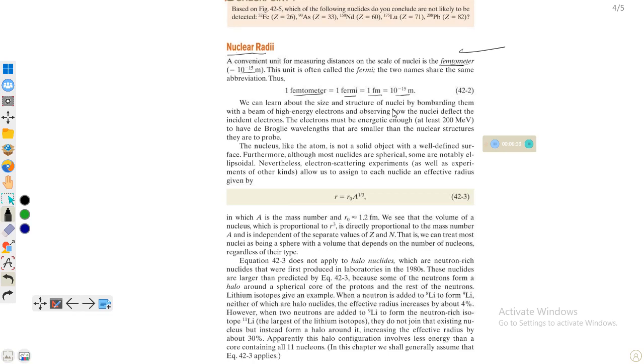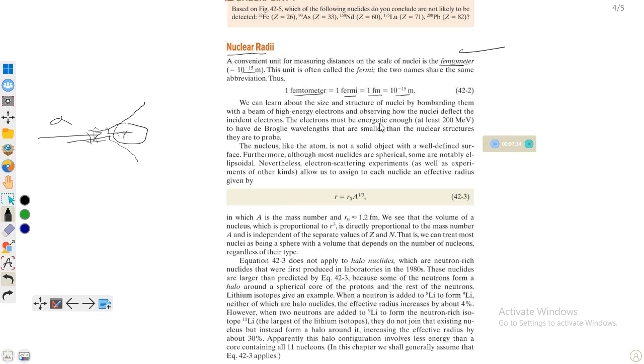If we want to find the radius of a nucleus, we can learn about the size and structure of the nucleus by bombarding it with high energy beams, like alpha particles. Then we can observe the distance of the nearest approach between the alpha particle and the nucleus. When the alpha particle comes close to the nucleus, it is deflected upward, downward or backward. From the minimum distance of approach, we can find the size of the nucleus, and hence the radius.